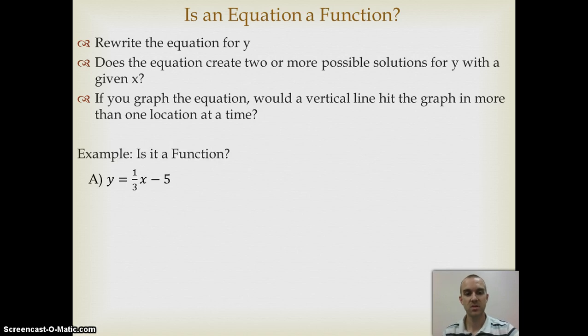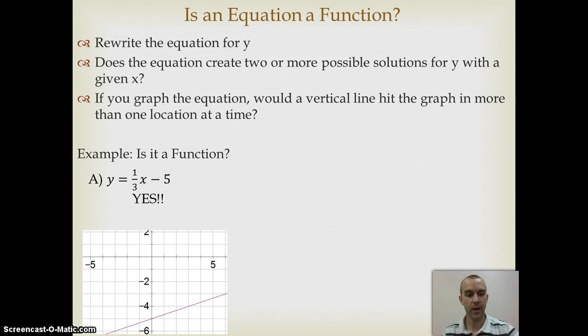Say I have y equals 1/3 x minus 5. Any x value I plug in is going to give me exactly one y value, because this is creating a line with a slope of 1/3 and a y-intercept of -5. So this would be a function, and I can graph it, and here's the graph. I can see if I put a vertical line and run it across my graph, I'm always hitting the line exactly one time, and that's the point.